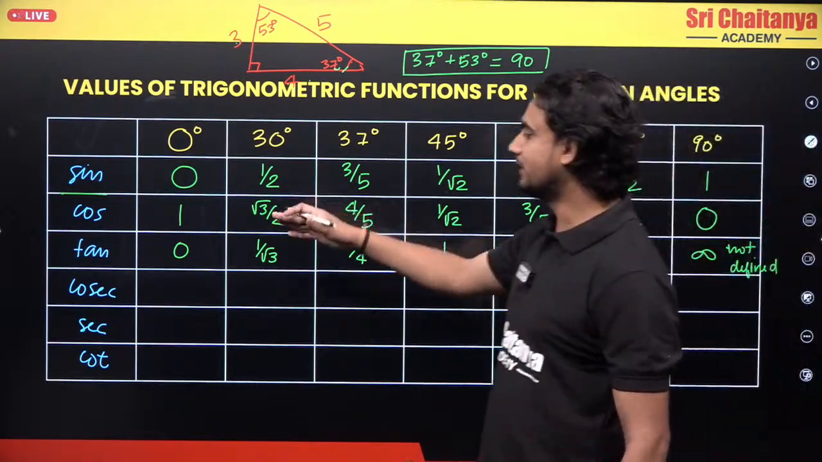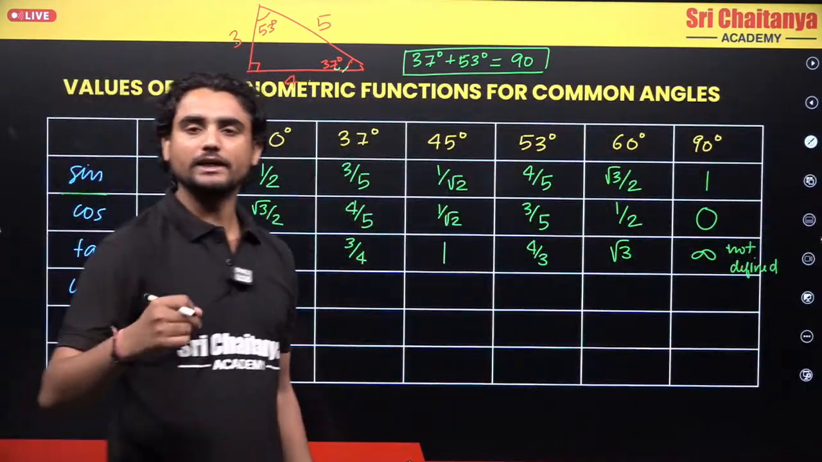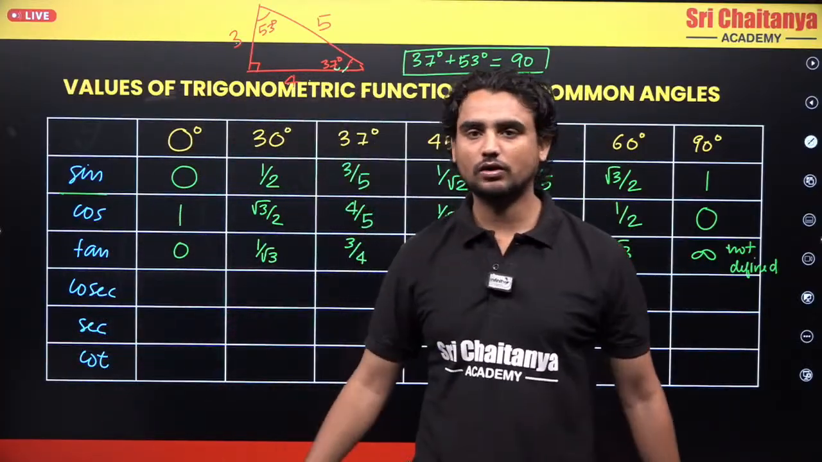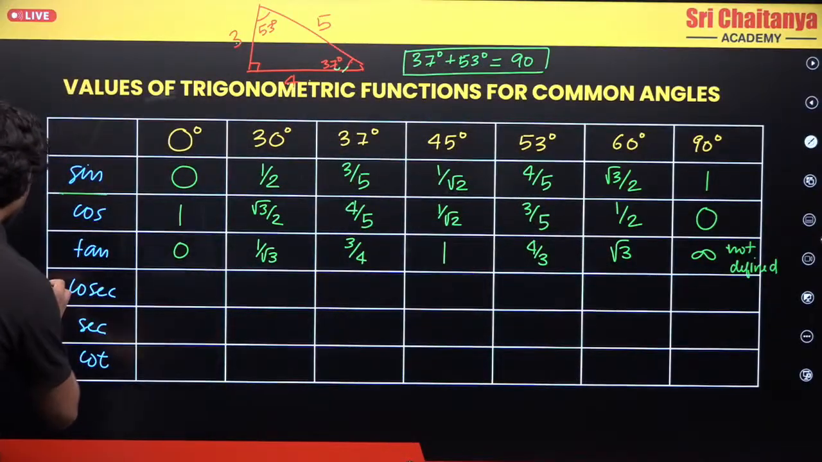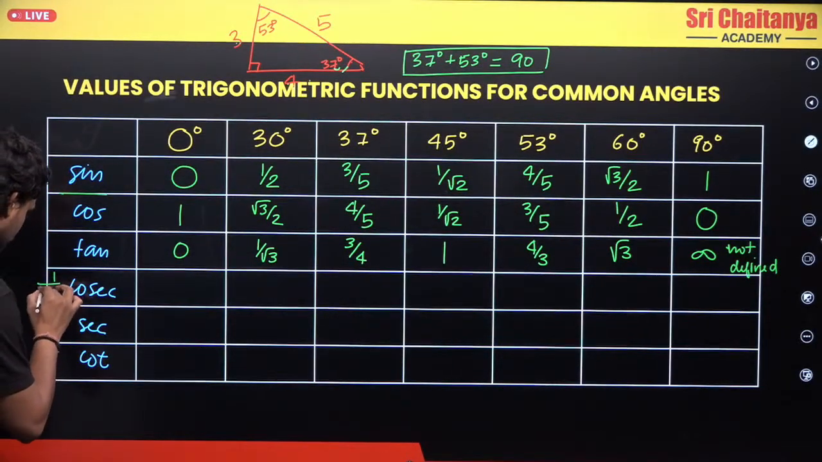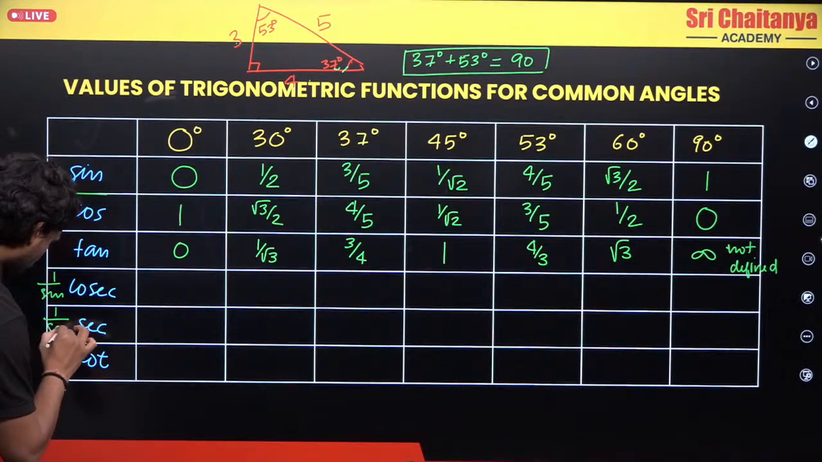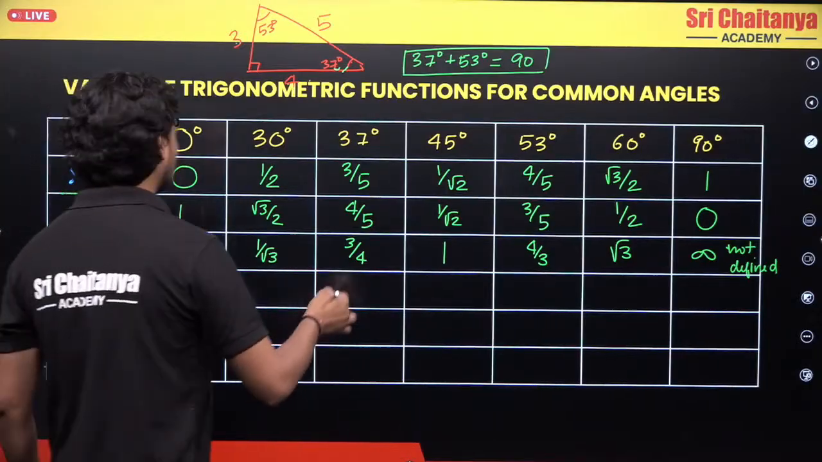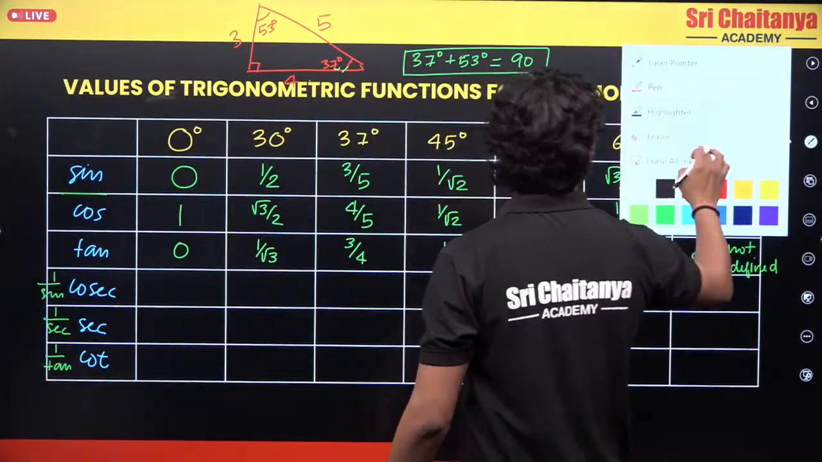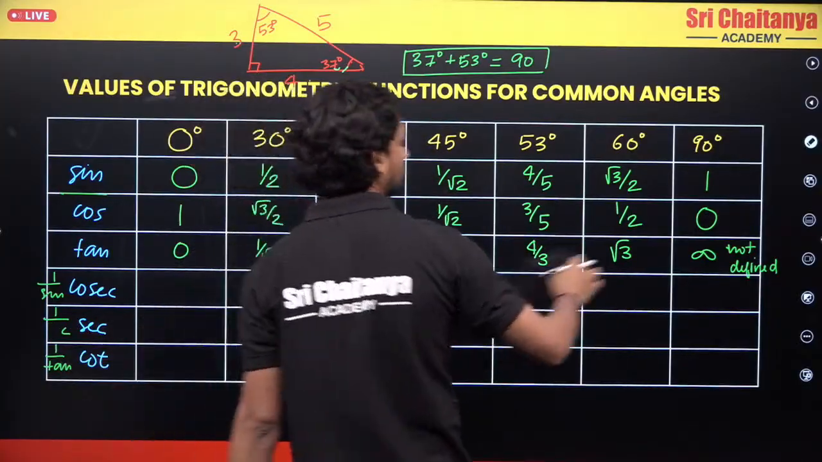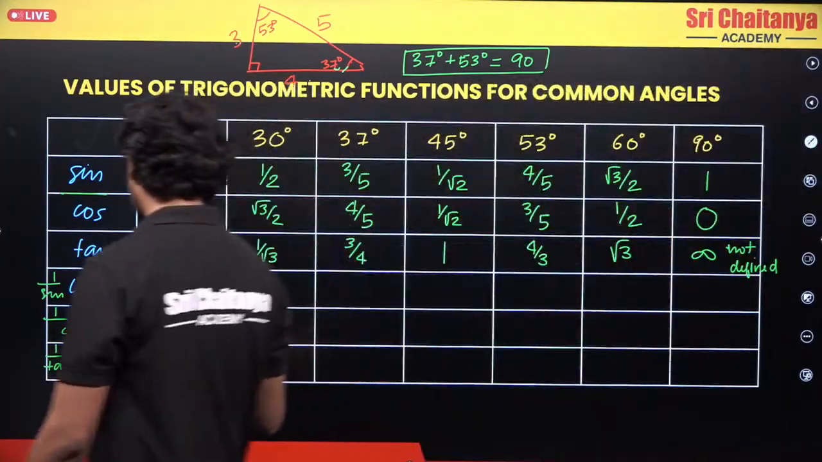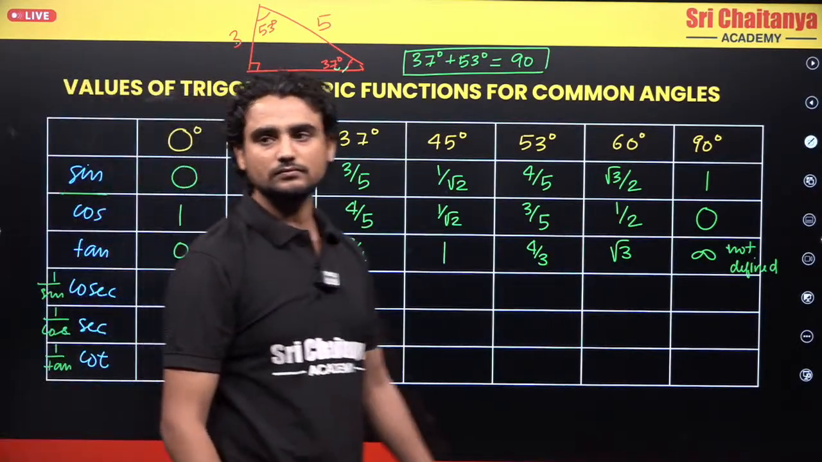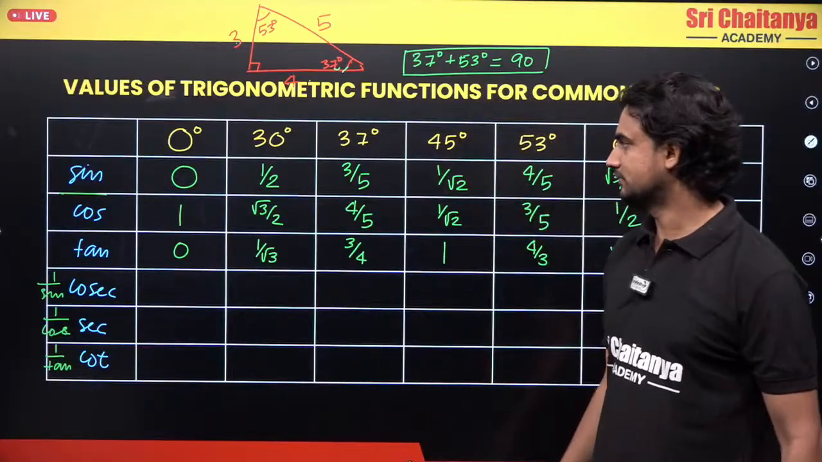Okay, so we know for sine, cos, tan. Now I will give you a simple exercise. You try to find for cosec, sec, cot. Cosec is 1 upon sine, sec is 1 upon cos, and cot is 1 upon tan. Please try to do this exercise.